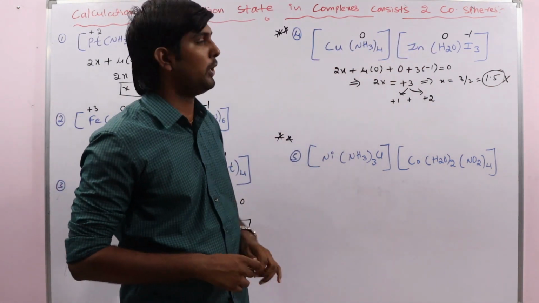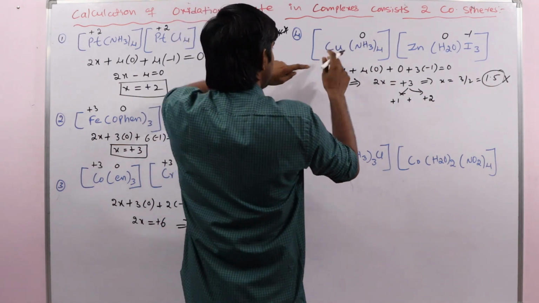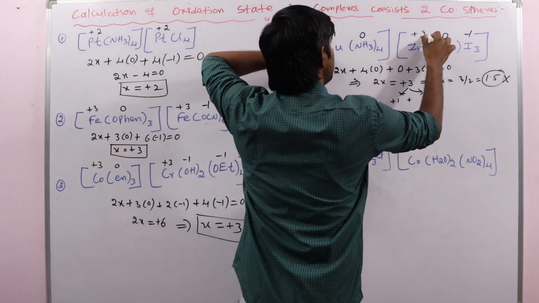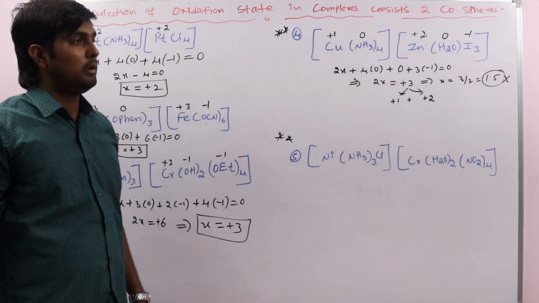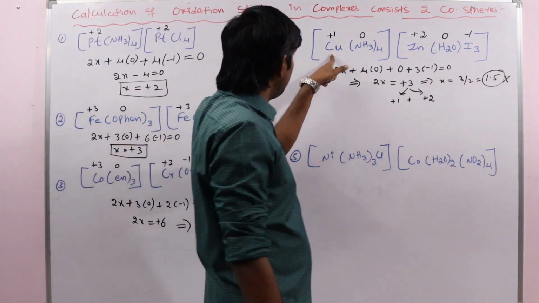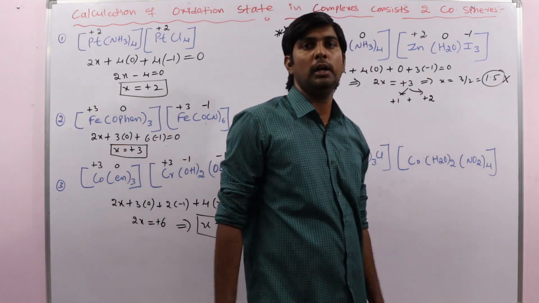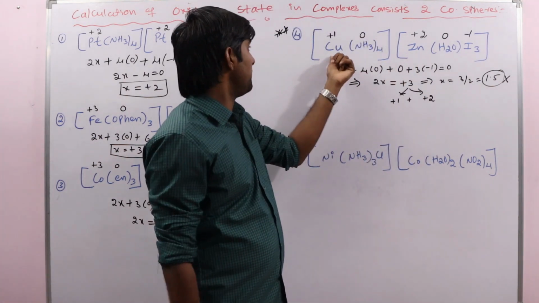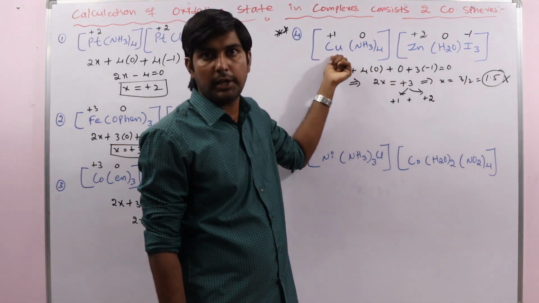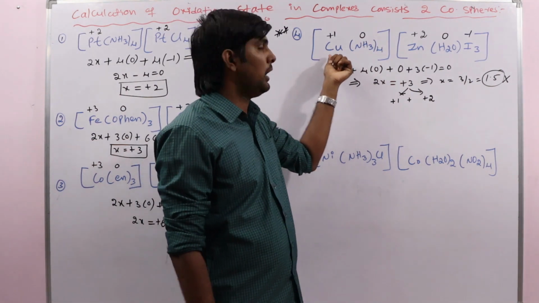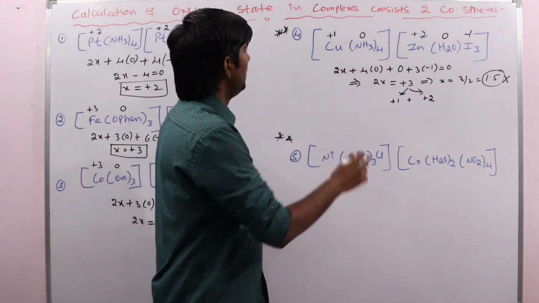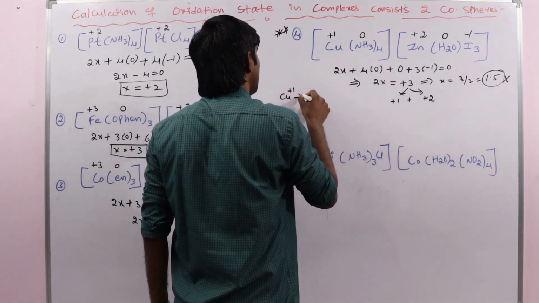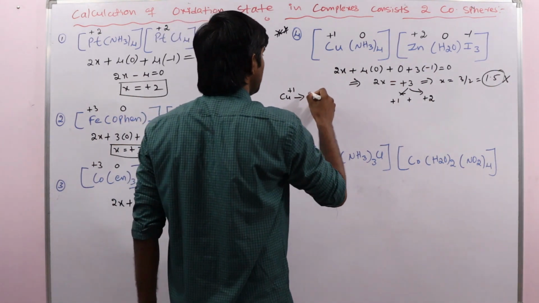That is very important. See here, this copper will get +1 oxidation state, and zinc will get +2 oxidation state. What is the reason? Why is it not getting +2, why is it not getting +1? That we can answer from the oxidation state, depending upon the electron configuration. See here, copper in +1 oxidation state, what is the valence electron configuration?